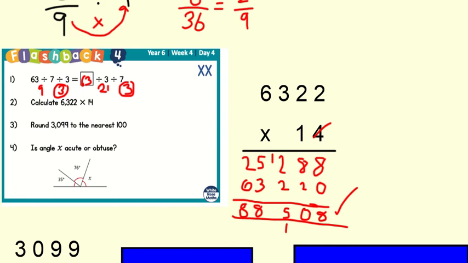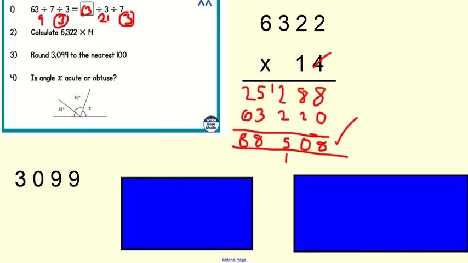Okay, we're on to rounding. We're getting really good at rounding now. You've shown me lots of progress on Dojo. So we want to round 3,099 to the nearest 100. So I've got my number down here ready. Because we're rounding to the nearest 100, I want to identify which digit is in the hundreds column. Well done to everybody who's thinking 0.